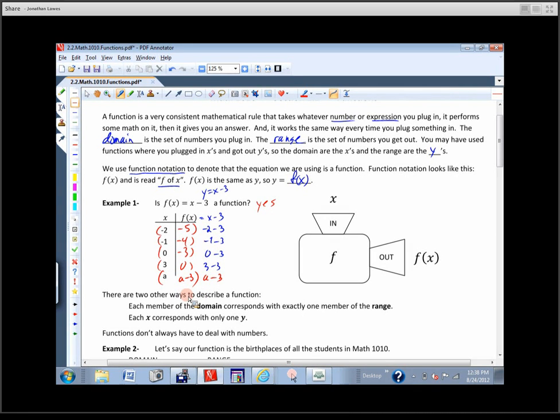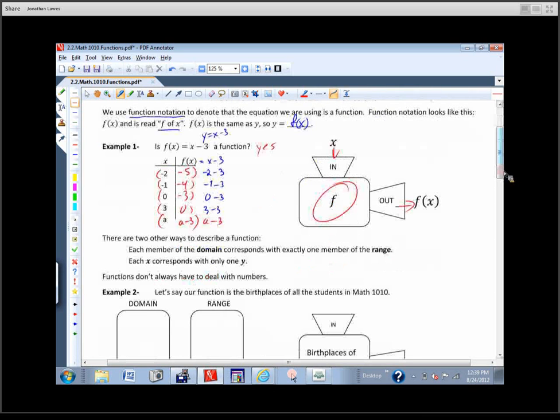Okay? So sometimes we describe functions as machines. We dump things in, it does some math on it, and then it spits out whatever the function value is. So we dump in x's, we get out f of x's. Dump in x's, we get out y's. Y's are the equivalent of f of x's.